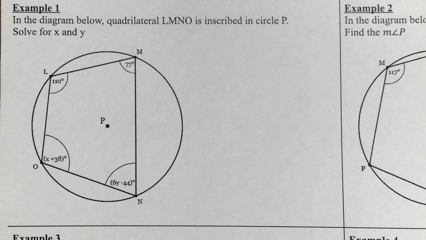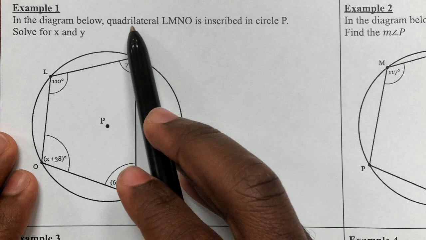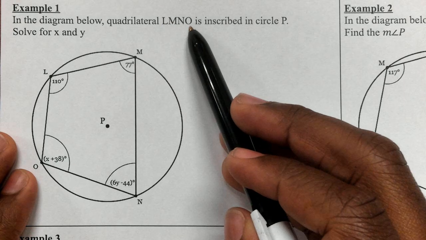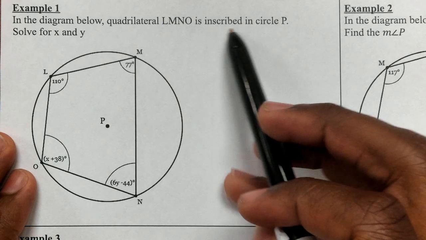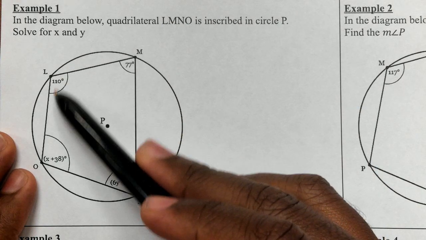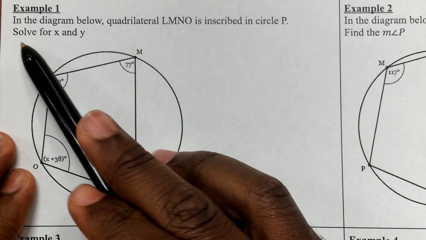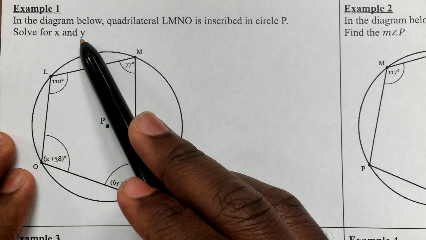Skill 9, Example 1. In the diagram below, quadrilateral LMNO, which is a four-sided figure, is inscribed. The word inscribed means that it's drawn within the circle P. So solve for x and y.